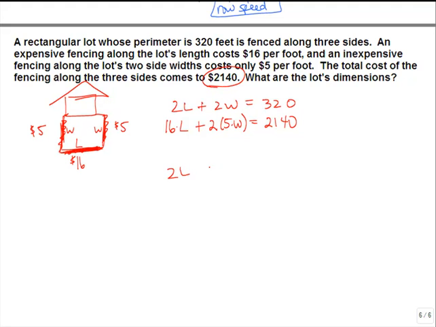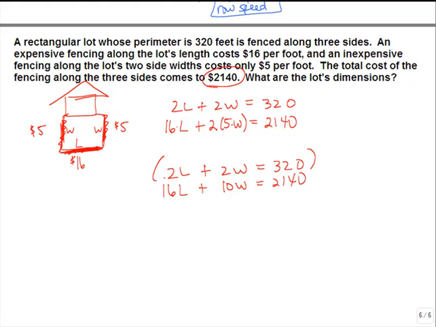So let's clean this up a little bit. I've got 2L plus 2W equals 320. That was my first equation from perimeter. And then my second one is 16L plus 10W equals 2140. So here are my 2 equations with my 2 unknowns. Now to solve this, I can do it any way I want. I like to do elimination since it's already nicely lined up. And in order to do that, I need to either make my L's or my W's have the same coefficient but opposite sign. So it doesn't matter which one you do.